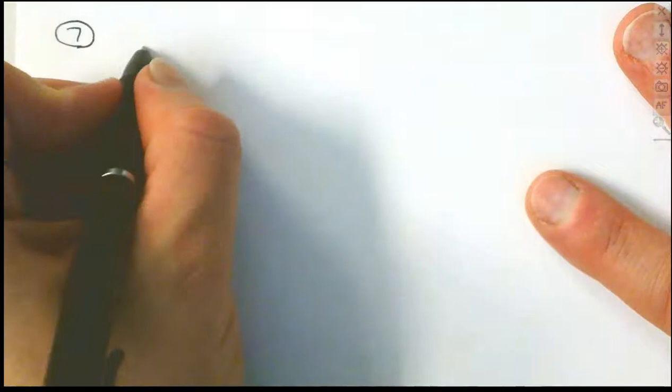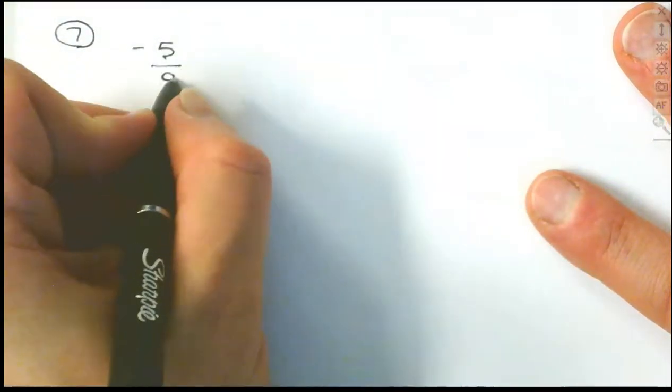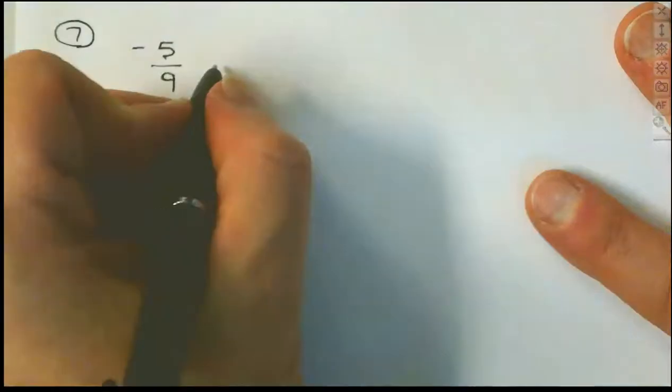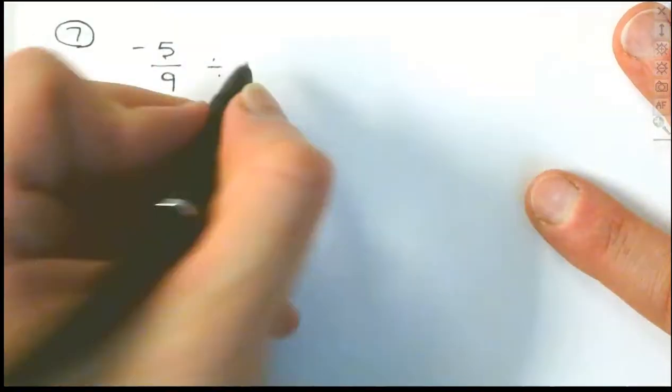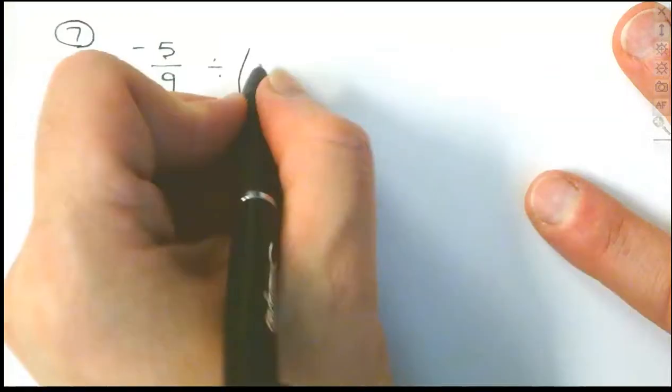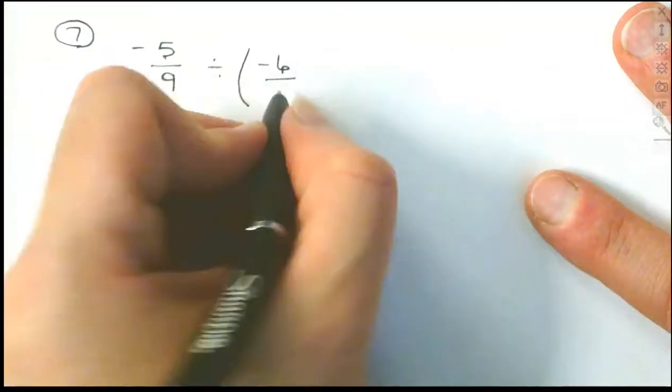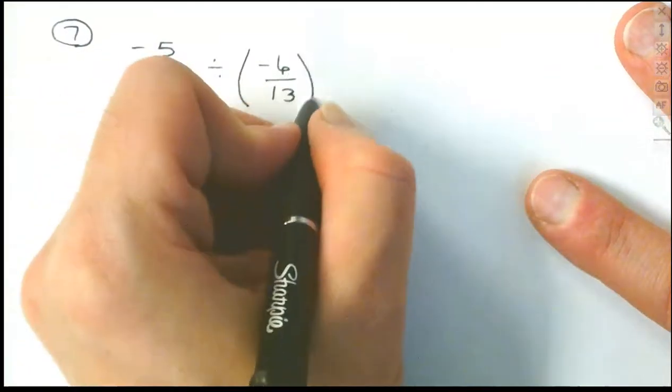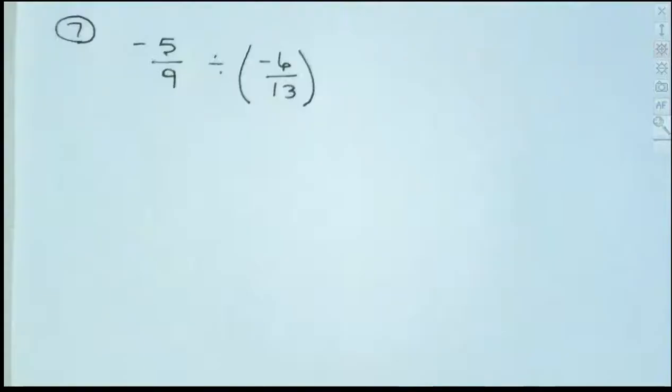So for question 7, we've got negative 5/9 divided by negative 6 over 13. Okay, so this is again a question over fractions, and this is a very easy question, but we need to remember how we handle division in fractions.